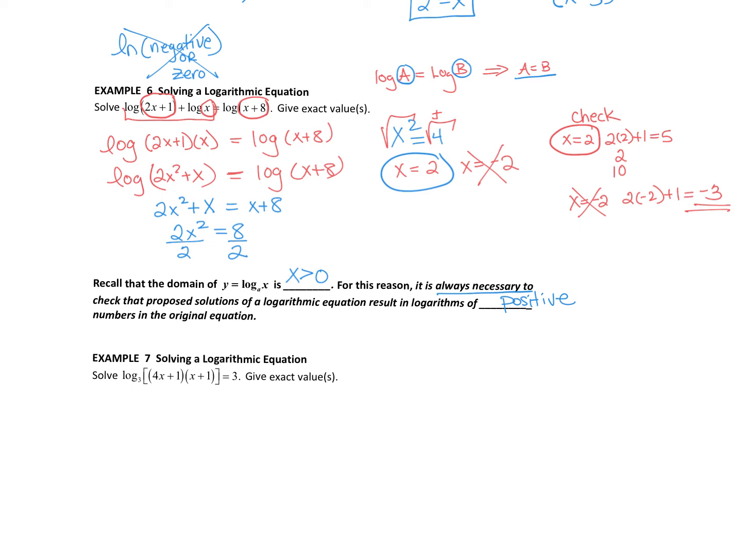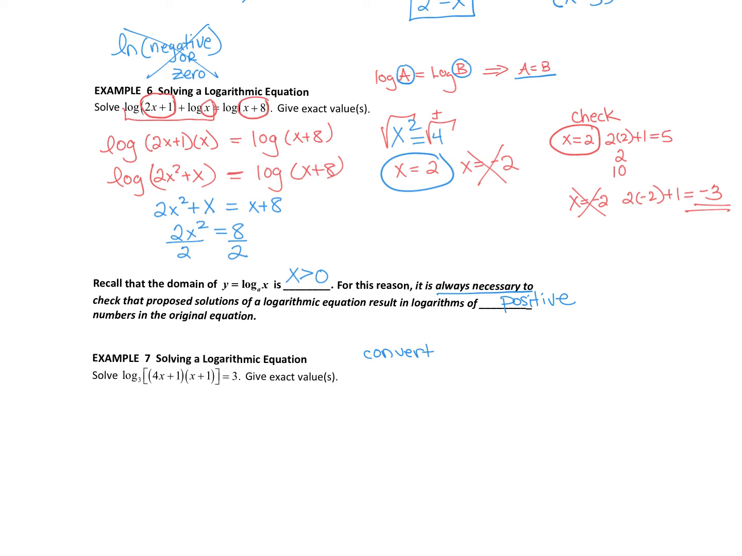Here's another example. When we want to solve log base 3 of 4x plus 1 times x plus 1 equaling 3, which of the two properties should I use? Well, I don't have logs on both sides. I only have a log on one side of the equation. So in this case, I can convert it to exponential form.